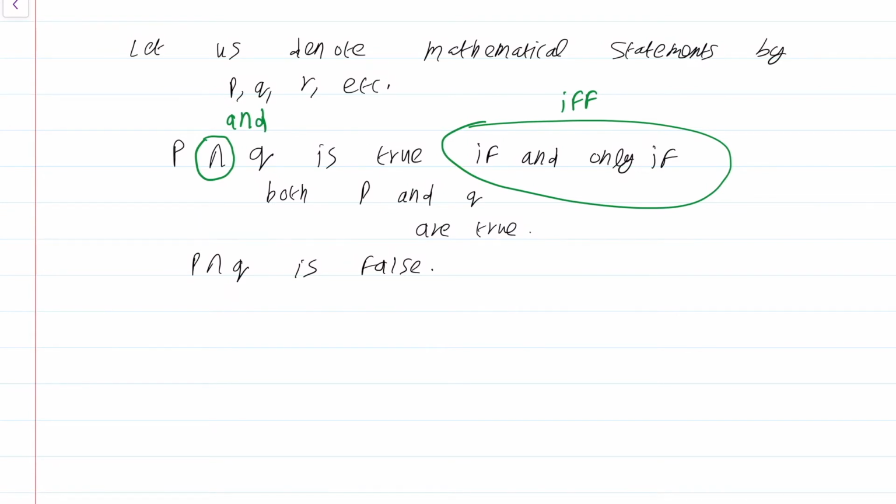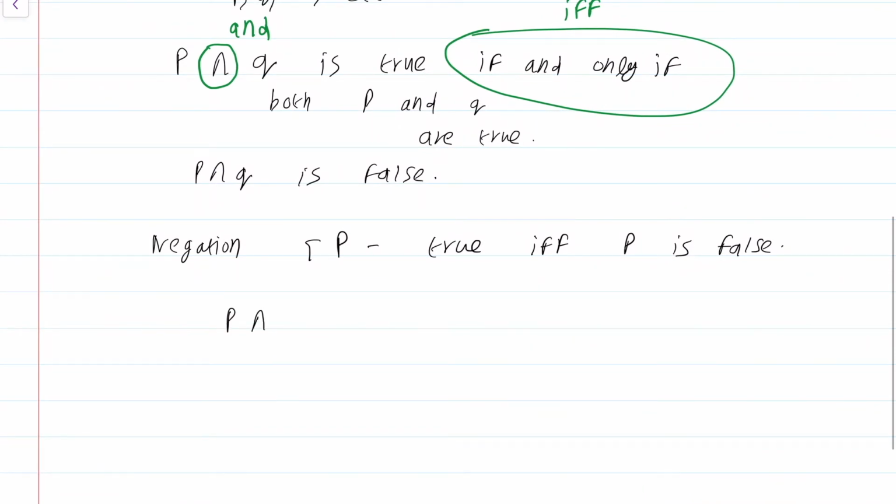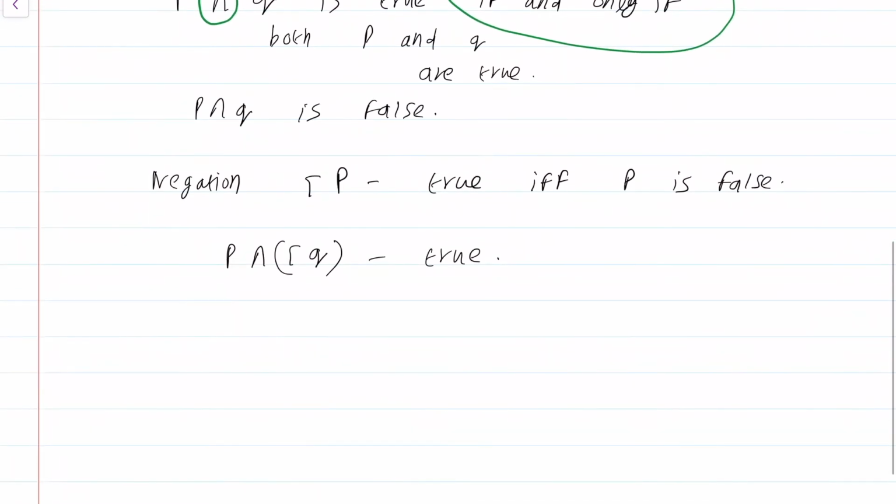For that, we can use the negation, also denoted not P. This is true if and only if P is false. Okay. So the statement P and negation Q is a true statement. Because the statement P asserts that 6 is even, and the statement Q asserts that 3 is the first prime, 3 is not the first prime, so negation Q is true. So P and negation Q is true. The negation is read not P.